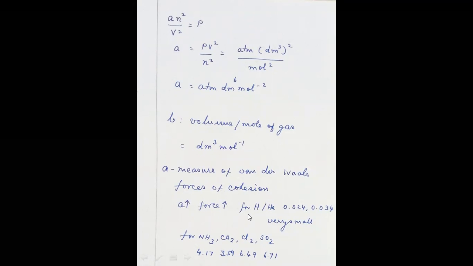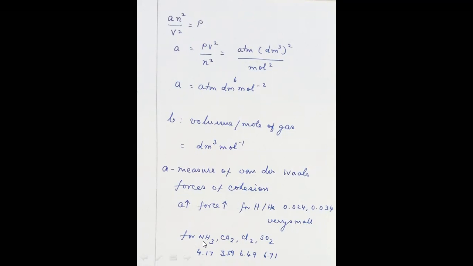Experimentally, when people calculated the cohesive force in hydrogen gas and helium gas, it was found to be 0.024 and 0.034 respectively, which is a very small quantity, which indicates that hydrogen and helium do not have cohesion.